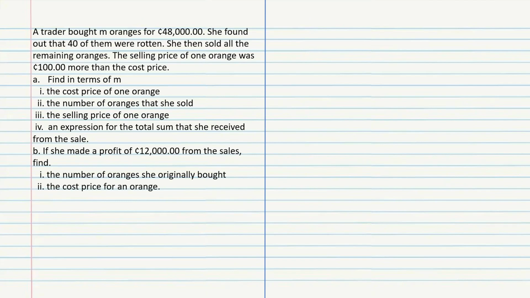That was the next statement, that she sold the rest of the oranges. But it says the selling price of one orange was 100 cedis more than the cost price. So if the cost price of one orange was 20 cedis, then the selling price of one orange will be the 100 cedis added to the 20 cedis, which is 120. Let me give you a fair example.